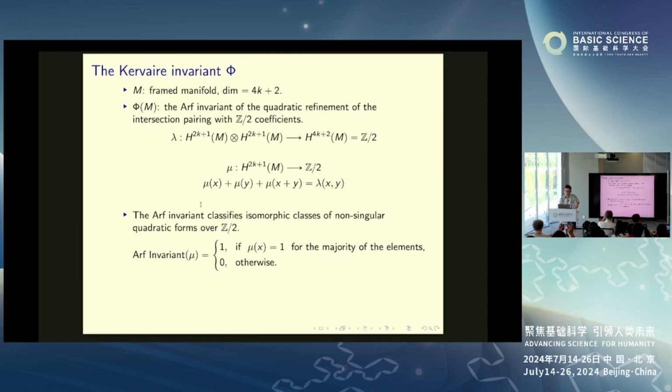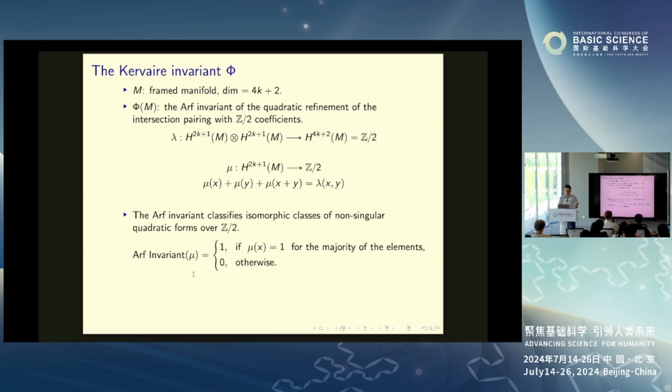It's an invariant that classifies isomorphism classes of non-singular quadratic forms over F2. So if you just fix the dimension of the quadratic form, which is the vector space over F2, and there's an invariant taking value in 0 and 1, these two things will determine the isomorphism classes of non-singular quadratic forms over F2.